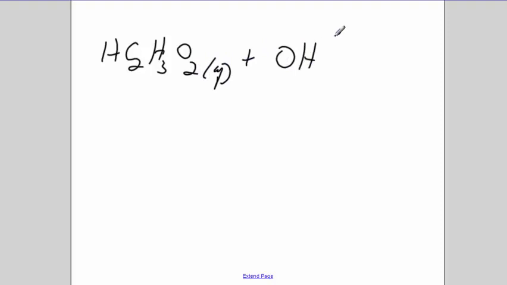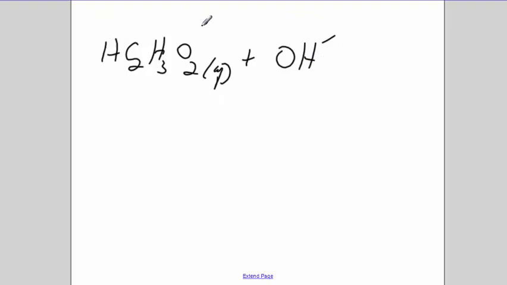The other possibility is the strong base plus the weak acid. So I'm going to write acetic acid plus OH minus. There's the strong base. It doesn't matter whether I'm talking about sodium hydroxide or potassium hydroxide or lithium hydroxide. Doesn't matter. Weak acid, strong base. Again, base, proton acceptor. So that's what it's going to do.